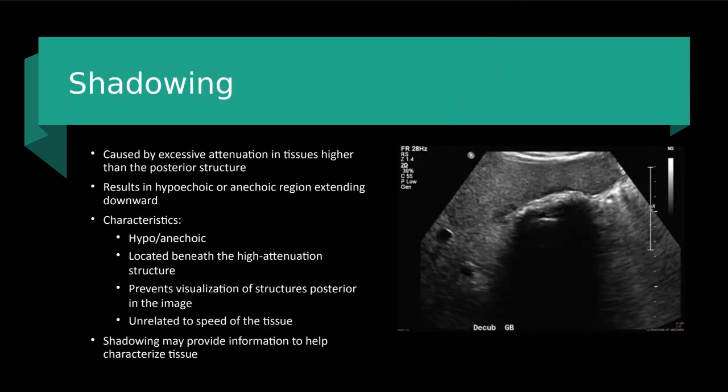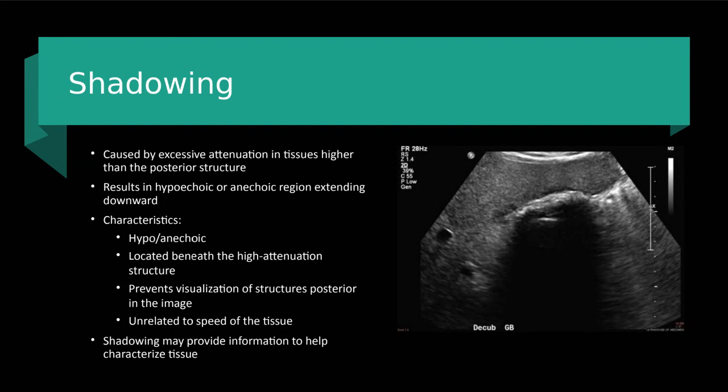Next, we have shadowing. Again, another really helpful artifact, but it is in fact an artifact. So this is going to be caused by excessive attenuation in tissues that are more dense than the posterior structure. It's going to result in hypoechoic or anechoic regions extending directly downward or posterior from that original source that's creating this artifact. Characteristics of this, it's going to be either hypoechoic or anechoic.